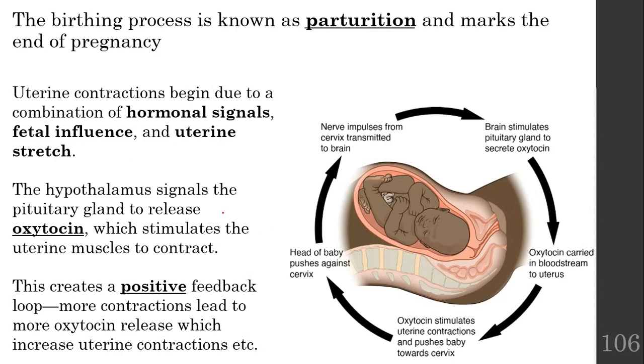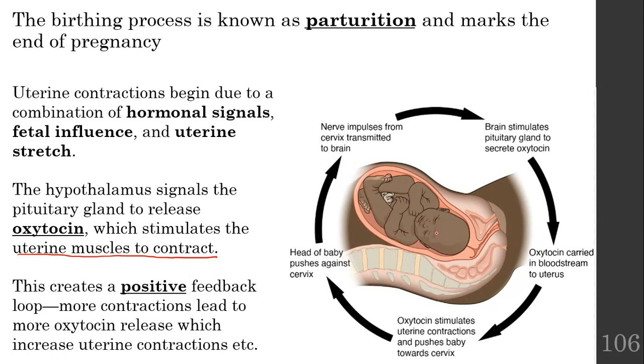The hypothalamus responds to this and signals the pituitary to release oxytocin. Oxytocin stimulates the uterine muscles to contract. Remember, the uterus is made of smooth muscle. It is not under the conscious control of mom, and it has receptors for oxytocin. Now, oxytocin is released. This causes contractions of the uterus, which pushes the baby down against the cervix.